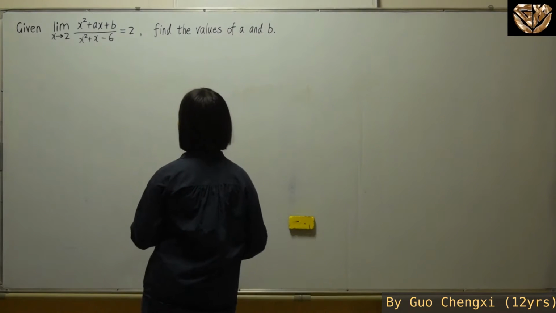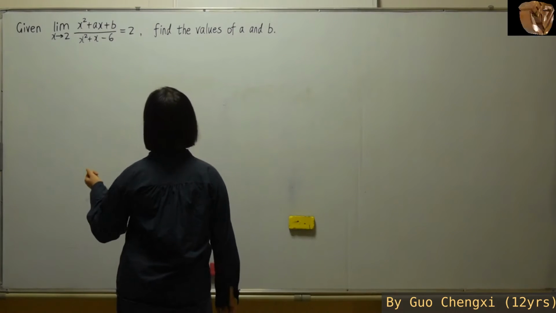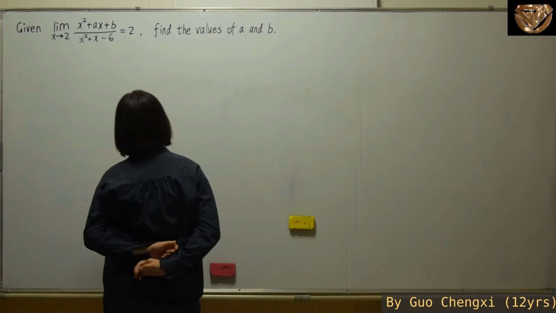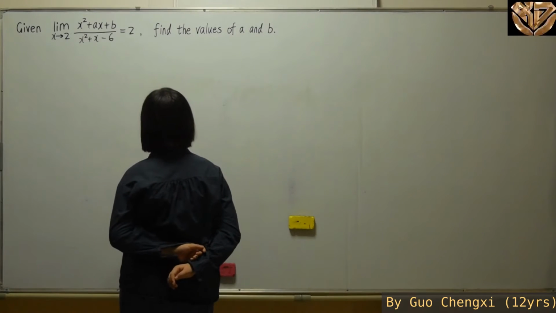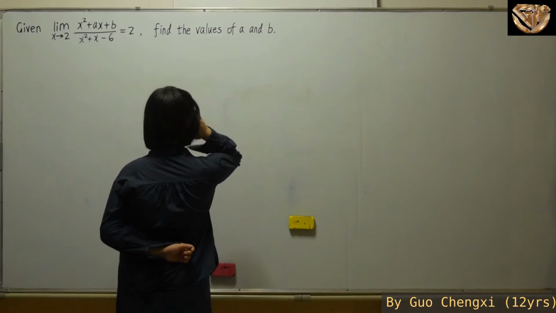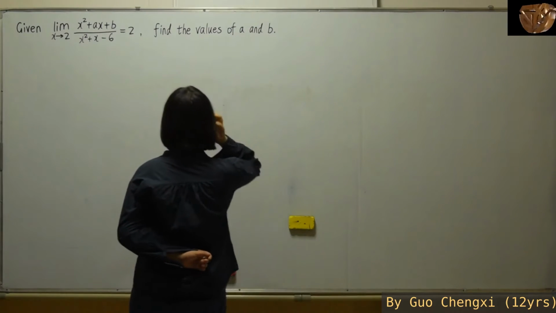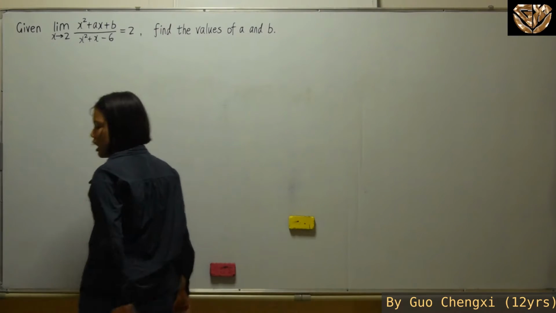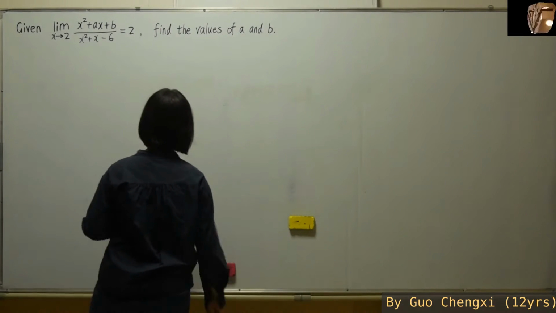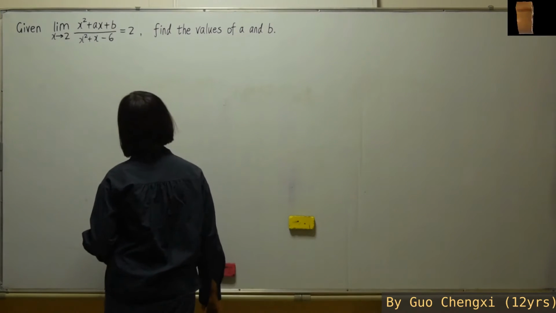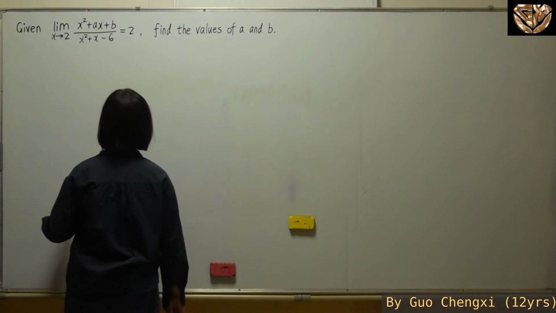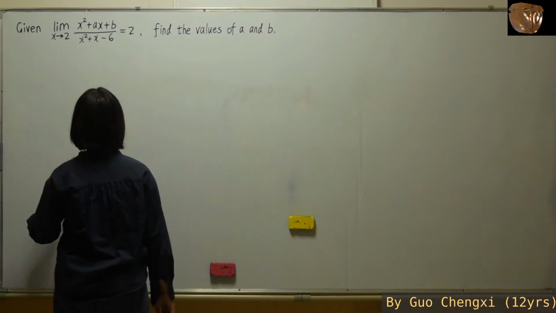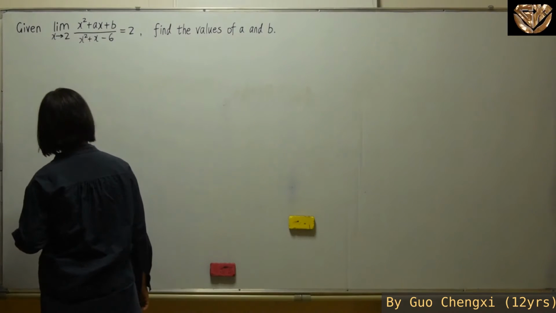So our example for this lesson: we are given the limit as x approaches 2 of x squared plus ax plus b over x squared plus x minus 6, and we are supposed to find the values of a and b using this information. As I told you, we are using three different methods, and you can tell immediately from the denominator that if you substitute in, it will be 6 minus 6, so you have a 0 as the denominator.